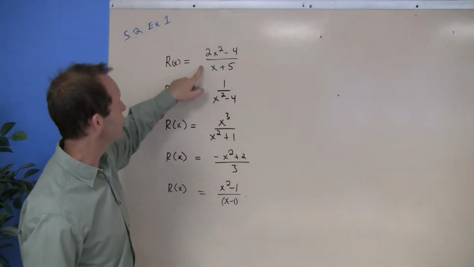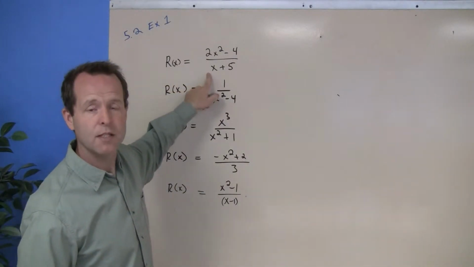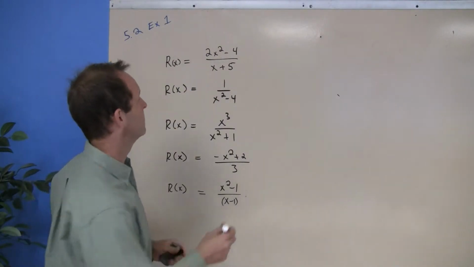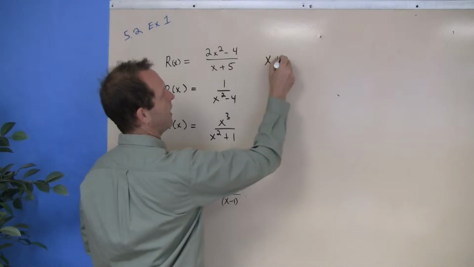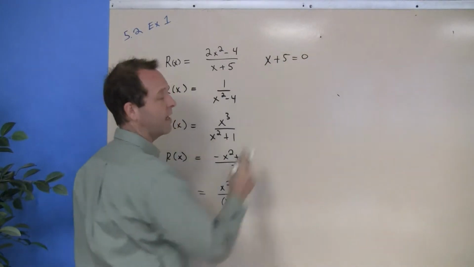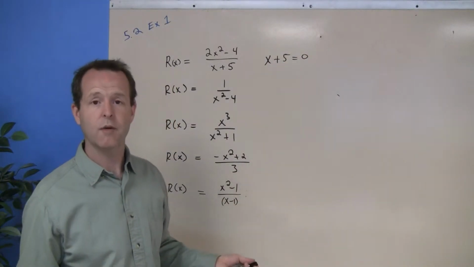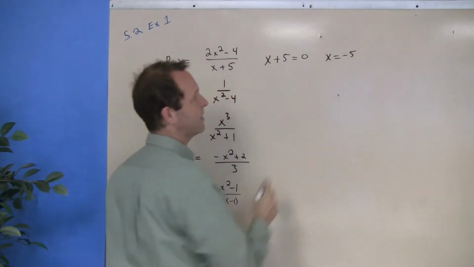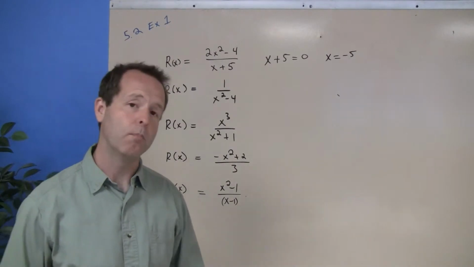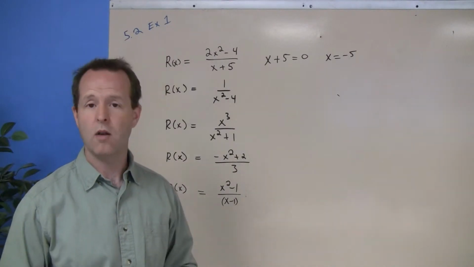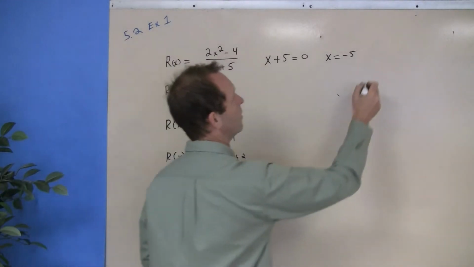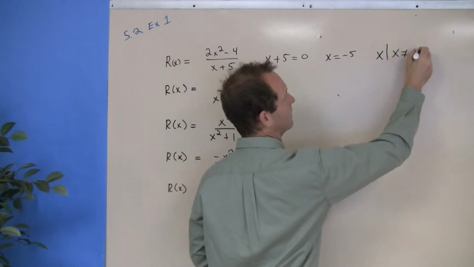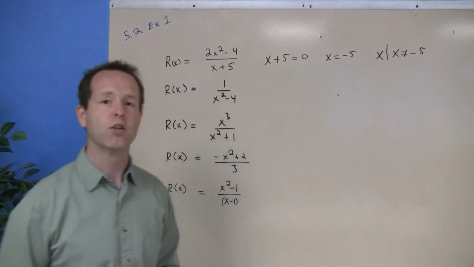For example, in this first one, the denominator is x plus 5. So what's the value of x that would make the denominator go to 0? X plus 5, I'll set it equal to 0, just so I can determine. So x equals negative 5. So my domain restriction would be all x such that x does not equal negative 5. That would be my domain.